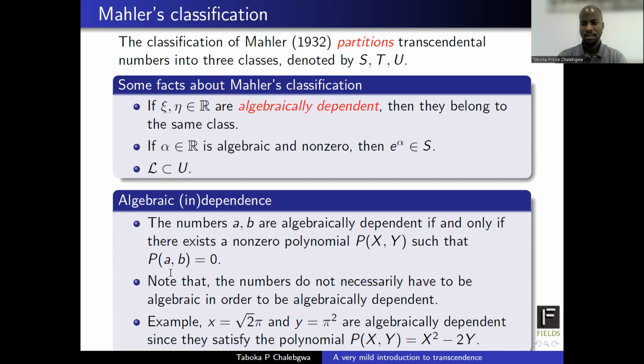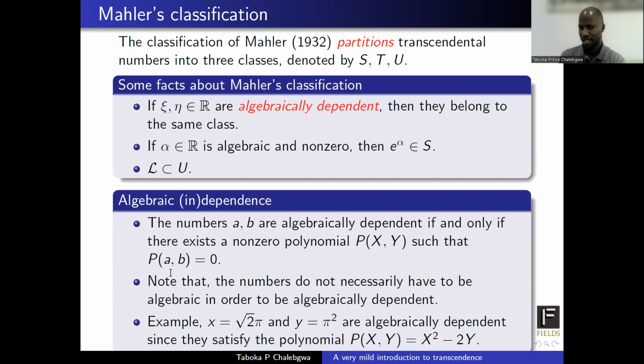But we say two numbers are algebraically independent if you cannot find a polynomial with two variables, p of x, y, and integer coefficients, such that when you plug in those two numbers, you get a 0. So this is, from some perspective, a generalization of linear dependence or independence, at least in the case of real or complex numbers.